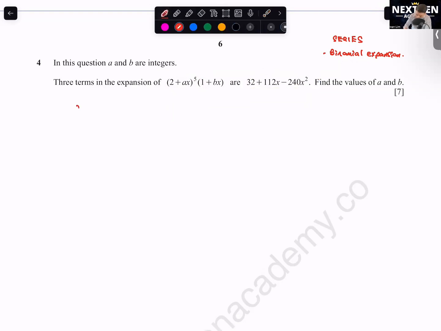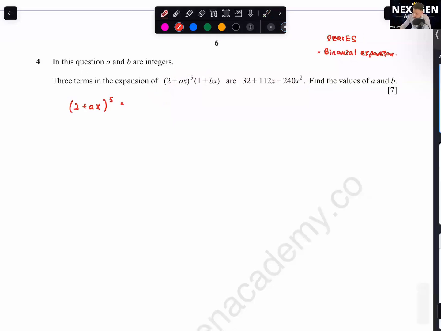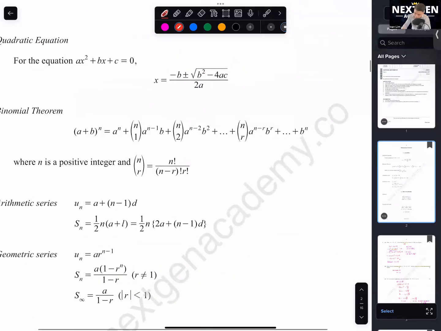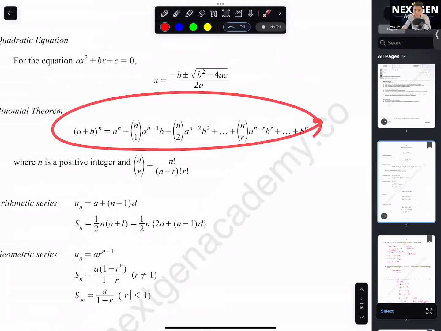Okay, so what I'm going to do, 2 plus ax to the power of 5, let's expand this, our first 3 terms first. Okay, anyone forgot how to do this already? If you don't know, go to your page 2. You need to at least understand this formula here. Okay, this is your binomial theorem.